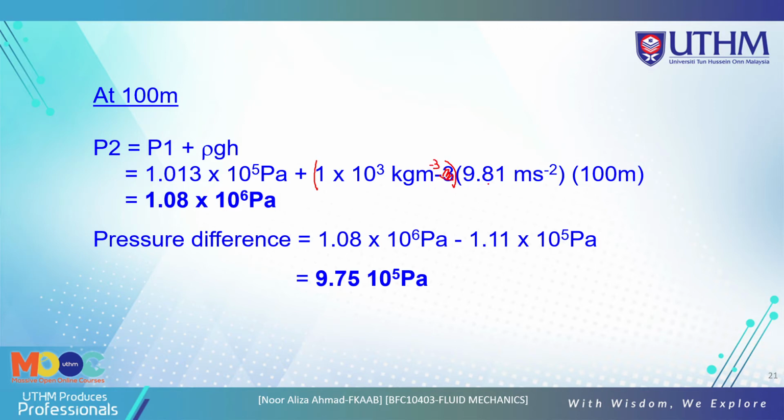Okay, so you get 9.81 meters per second squared, times the height of 100 meters, so you get the value of this P2. Okay, so just the pressure difference between the 100 meter and 1 meter, so you just subtract. So you get this value, 9.75 times 10 to the power of 5 Pascal.